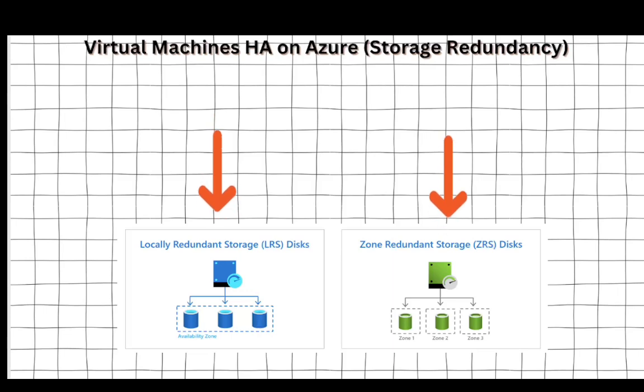But you may ask, okay, fine. Now what about the operating system itself? Now Microsoft cannot control the operating system. That is something which is on us because we are using infrastructure as a service, IaaS. So what happens if the operating system crashes? Now, before we look into that, let's head over to the portal and quickly look into what the ZRS and the LRS settings are. And then we will come back to the OS question.